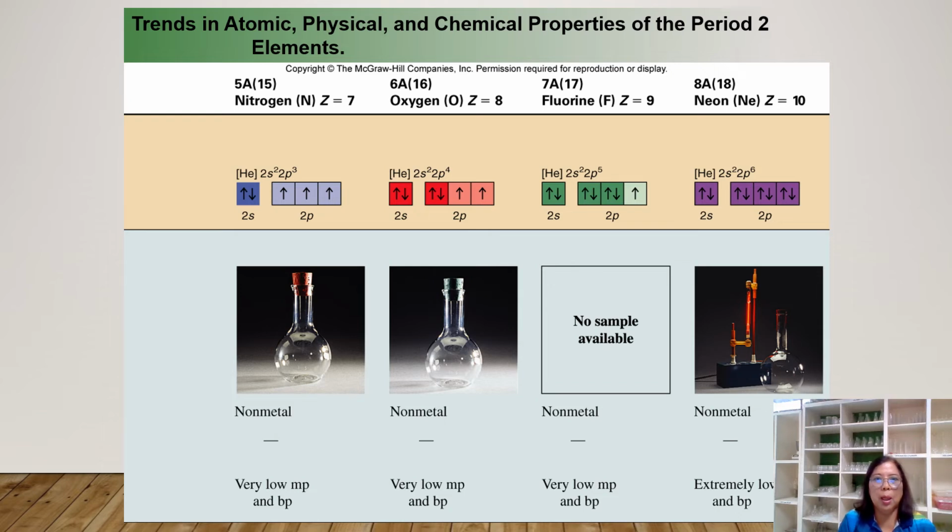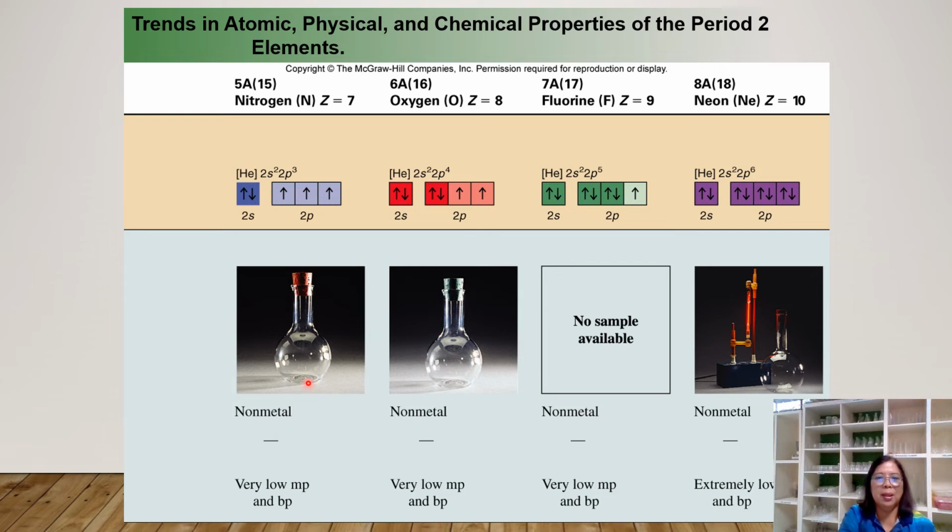So nitrogen has an atomic number of 15, oxygen has 16, fluorine has 17, and neon has 18. In terms of oxidation number, you have nitrogen for 7, oxygen for 8, fluorine 9, and neon as 10. So they are all gases.